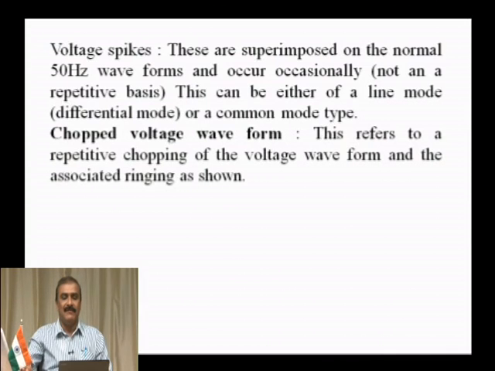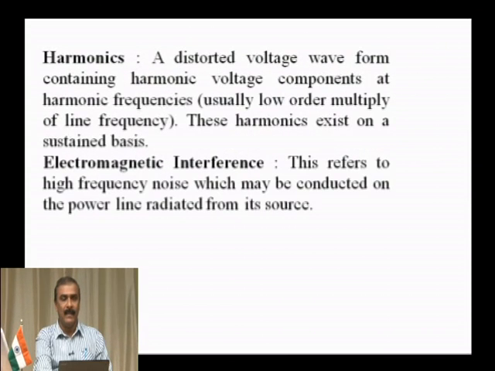Chopped voltage waveform refers to repetitive chopping of the voltage waveform and associated ringing. So, this is ringing of the voltage waveform. Harmonics, once again, are distorted voltage waveforms containing harmonic voltage components at harmonic frequencies, which exist on a sustained, continuous basis. Harmonics are continuous. Electromagnetic interference refers to high frequency noise, which can be conducted on the power line or radiated from its source. So, this is electromagnetic interference.